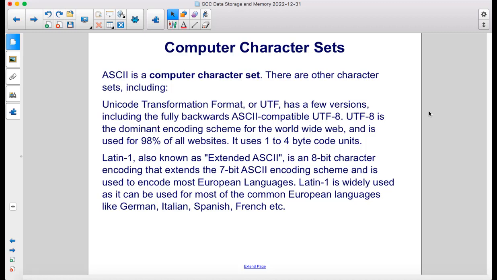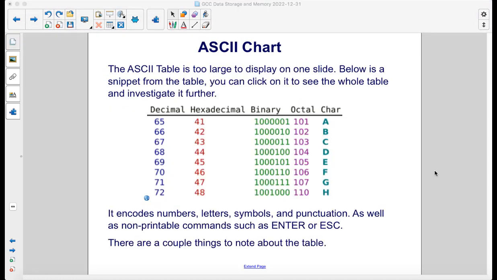Latin 1, also known as Extended ASCII, is an 8-bit character encoding that extends the 7-bit ASCII encoding scheme and is used to encode most European languages. Latin 1 is widely used, as it can be used for most of the common European languages like German, Italian, Spanish, French, etc.